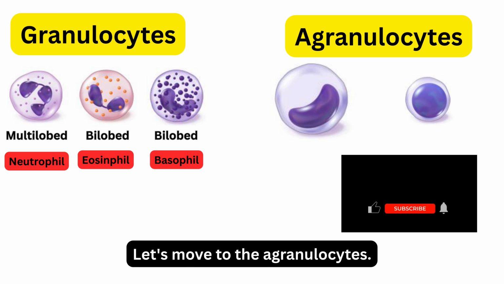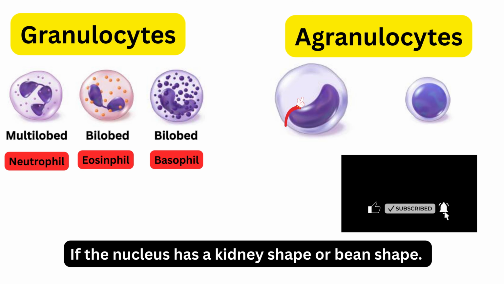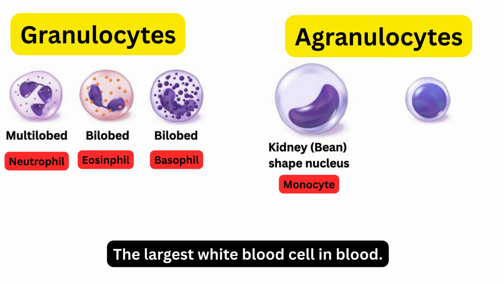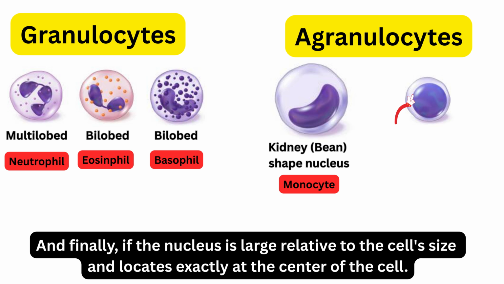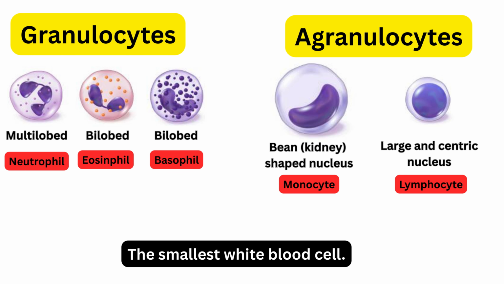Let's move to the agranulocytes. Cells with no granules in their cytoplasm. If the nucleus has a kidney shape or bean shape, this is the monocyte, the largest white blood cell in blood. And finally, if the nucleus is large relative to the cell's size and locates exactly at the center of the cell, this is the lymphocyte, the smallest white blood cell.